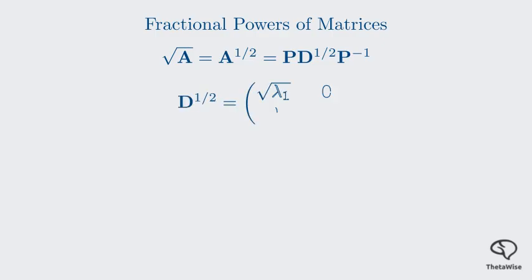For this to work, the eigenvalues must be real and non-negative. If any eigenvalue were negative, its square root would be imaginary, and if it were 0, the diagonal matrix D would not be invertible, which would break the formula.